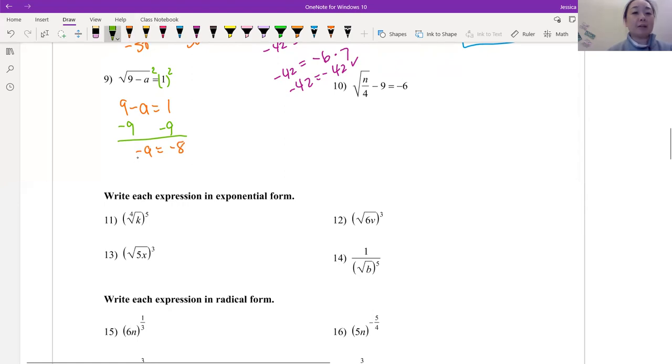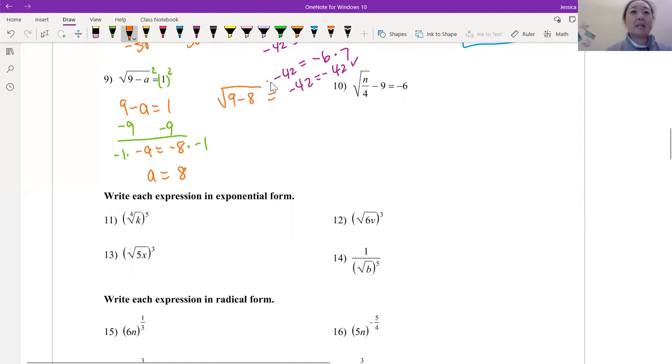Now I want to get rid of that negative. Two ways to do it. I personally like to just multiply by -1. That's just me. You can divide by -1. It really doesn't matter. Because what is -1 times -1? Positive 1, right? So this is just going to be a is equal to +8. And we're going to do our check. Hopefully that works. Pretty sure it does.